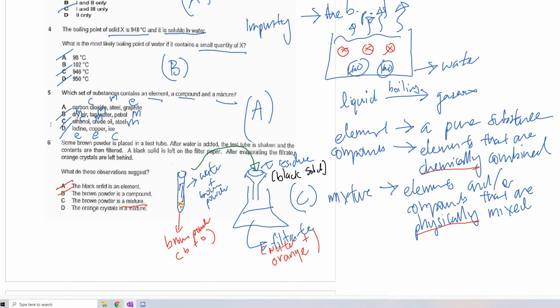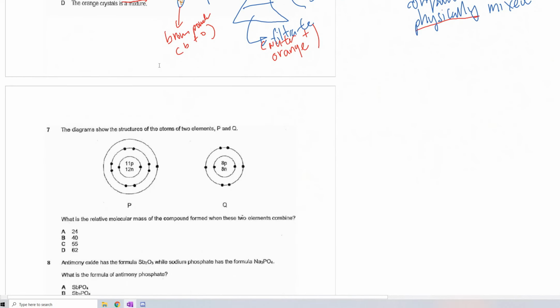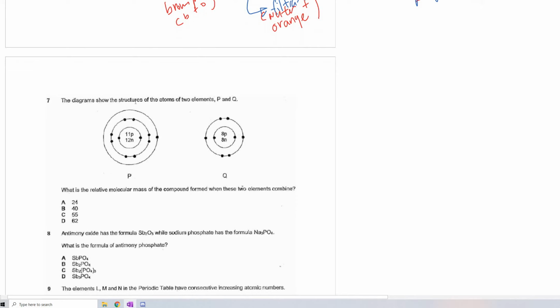Alright, let's move on to question 7. Okay, the diagram shows the structures of the atoms of two elements P and Q. Alright, so when we have such a structure, the first thing I'll look at is the valence shell.